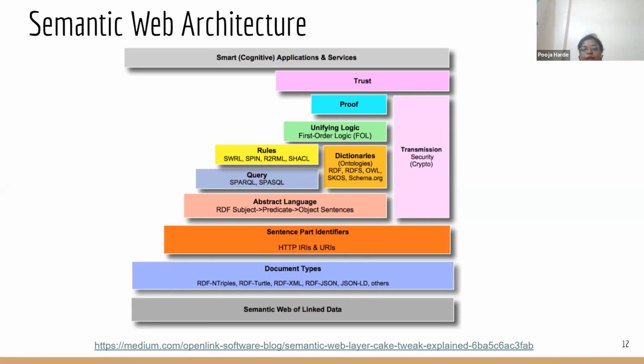And for the document type, as I have told you, we require open format document types like RDF, JSON, XML, Turtle, and triples. And then the last layer is the semantic web of linked data, where we have our data. So this is how the tech stack works if we want to get the data from this linked data to the application.